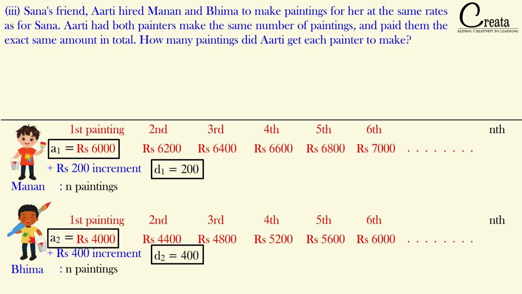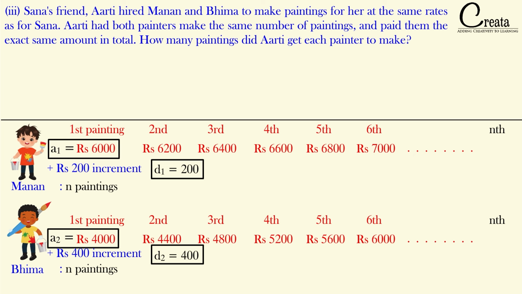The charges are the same, that is, for the first painting Manan is getting rupees 6,000 while Bhima is getting rupees 4,000. The increment in the case of Manan is rupees 200, the increment in the case of Bhima is rupees 400. The price condition is the same. Got it? And we have to calculate how many paintings both made. So let's proceed.